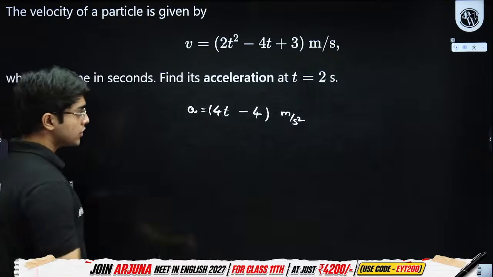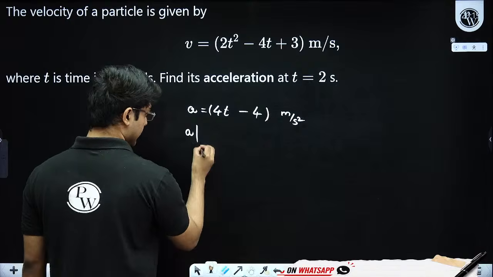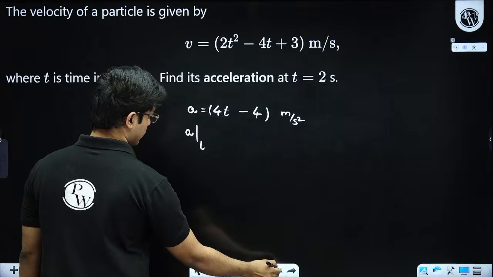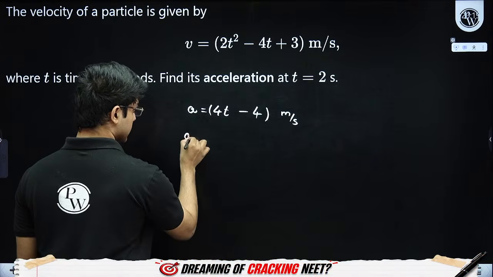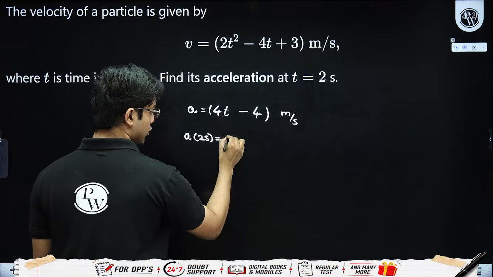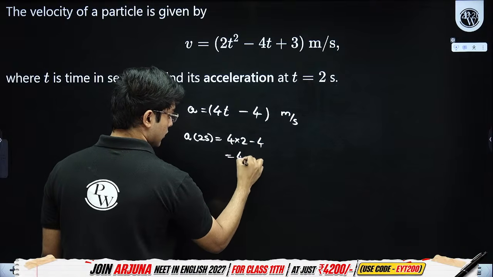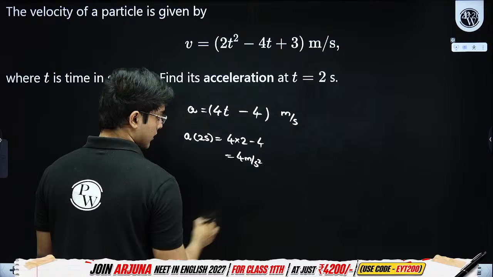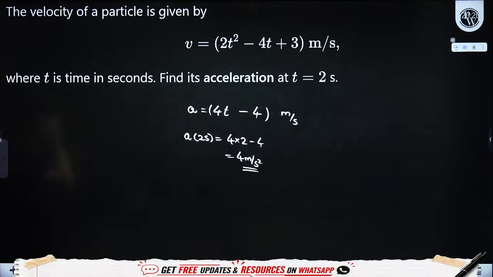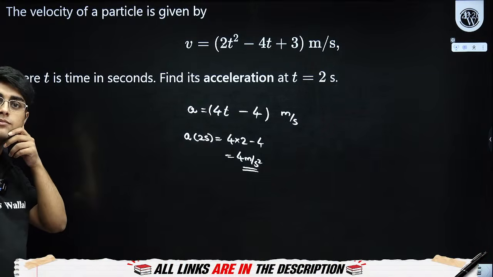Now, what is the acceleration at 2 seconds? We write acceleration at t equal to 2 seconds. So just put 2 instead of t: 4 into 2 minus 4, 8 minus 4 is 4 meters per second square. So this will be the acceleration at 2 seconds. Yes, 4 is the answer.